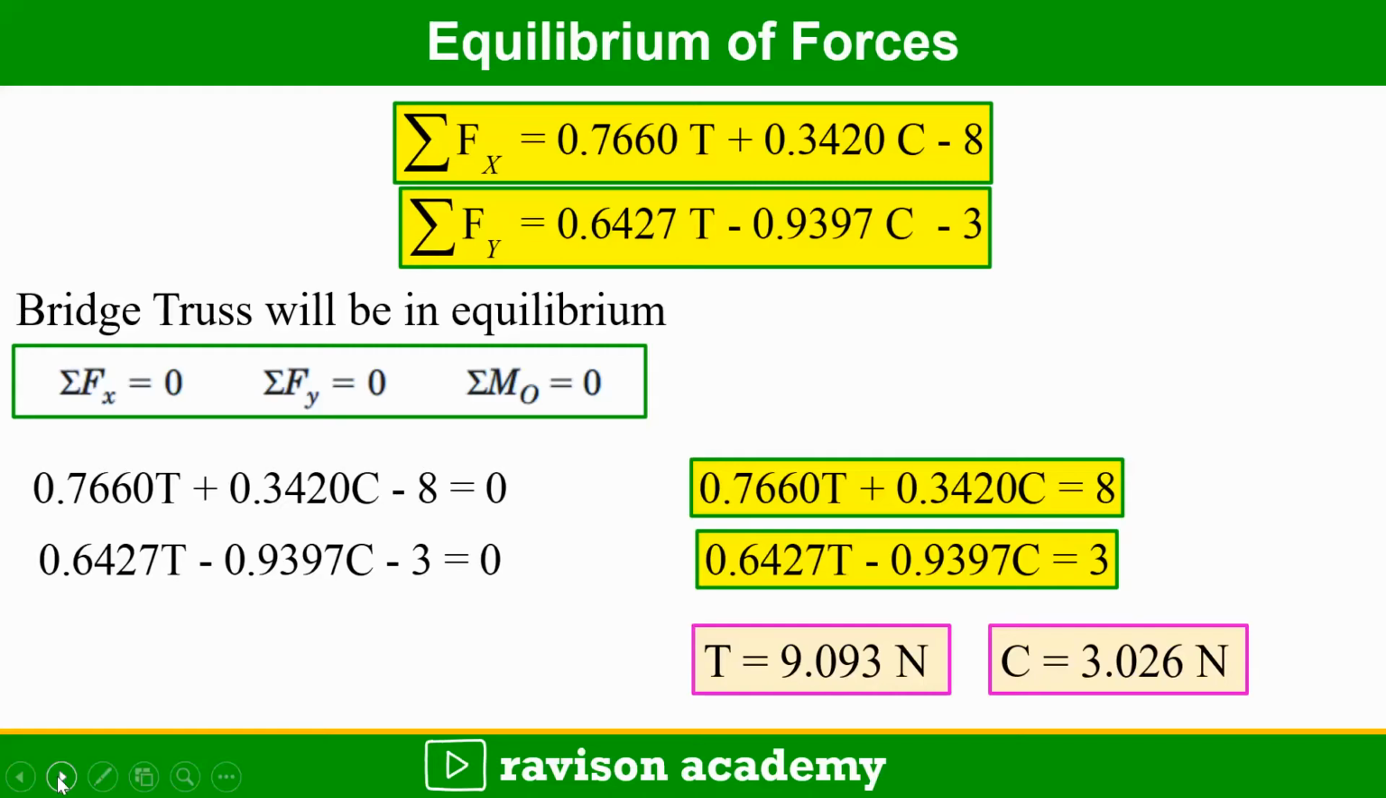On solving this, we have 2 equations and 2 unknowns. On solving this, we will be getting T as 9.093 kilonewton and C as 3.026 kilonewton.